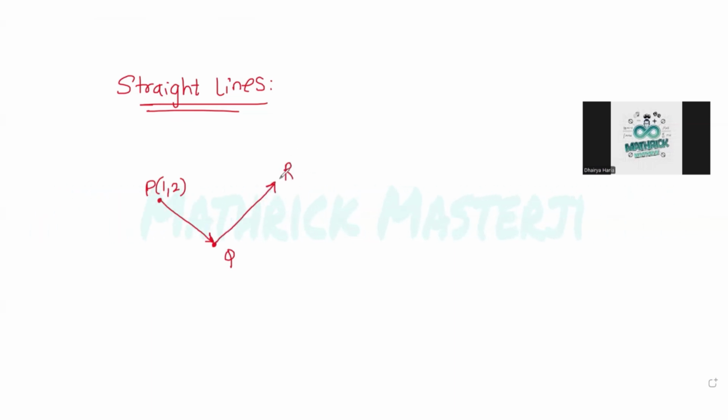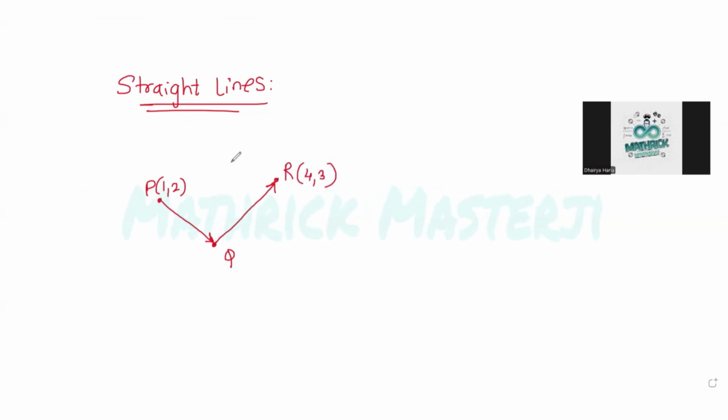Let's see today's question. Today's question we are taking up from the topic of straight lines. The question tells us that a ray of light coming from the point P (1, 2) gets reflected from the point Q, which is on the x-axis, and then it passes through the point (4, 3), which is your point R.